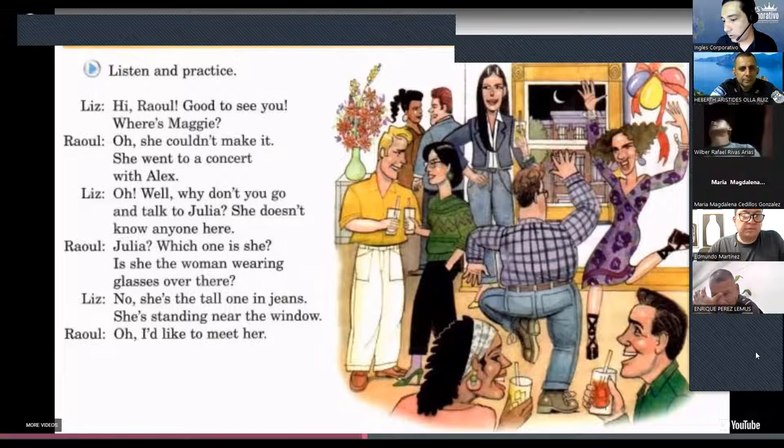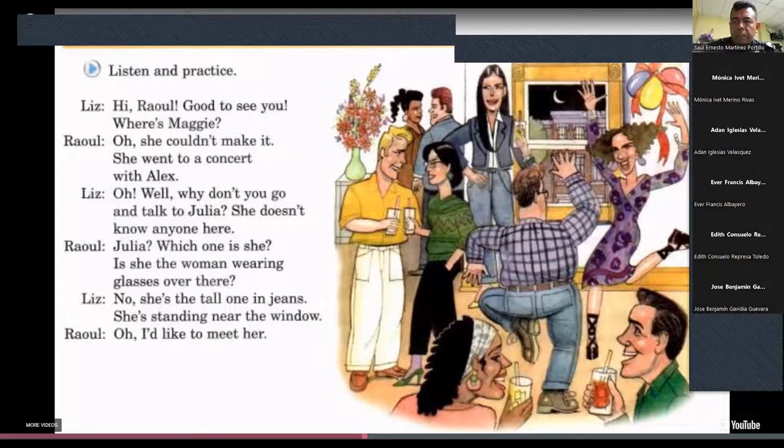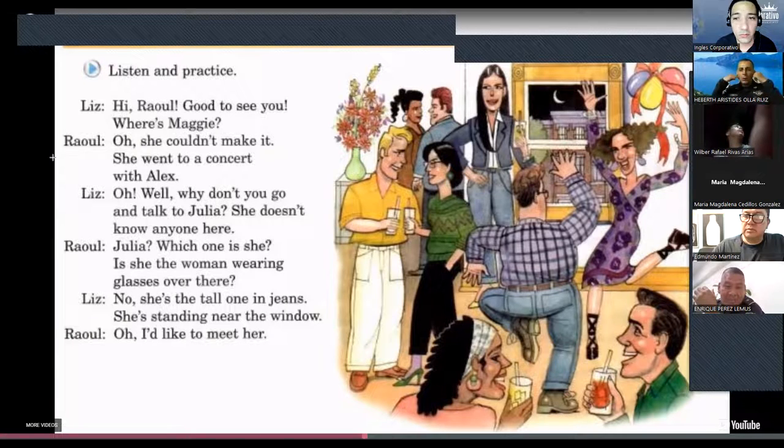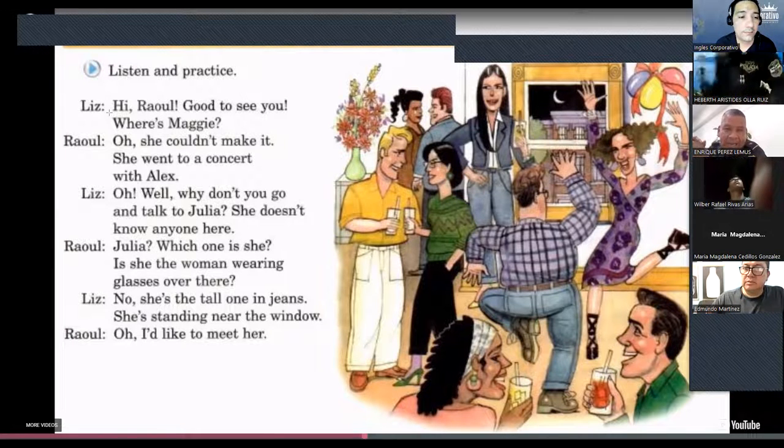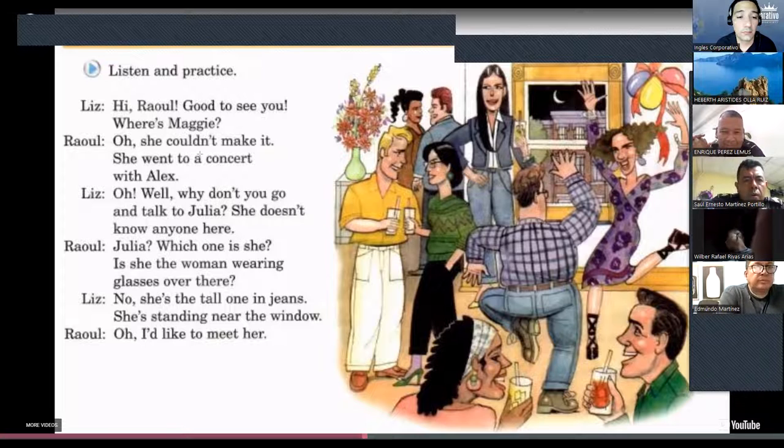Let's see. Let's go with Enrique. Enrique Perez and Saul Ernesto. Enrique and Saul. Okay. Hi, Ron. Good to see you. Where's Maggie? Oh, she called. She couldn't make it. She went to a concert with Alex. Oh, well, why don't you go and tell Julia she doesn't know anyone here.